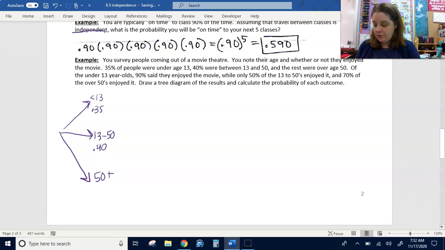Okay, the rest. All right, so I've got 100% minus 0.35 minus 0.40. The rest should be 0.25. Okay, there's the rest of my 100%. And again, this is kind of just practice.